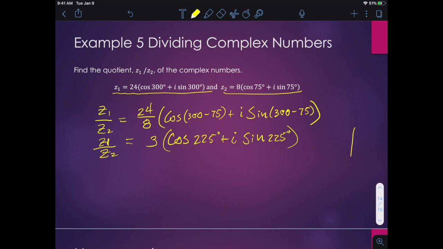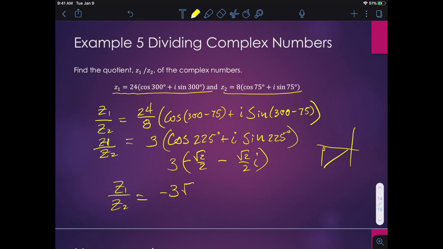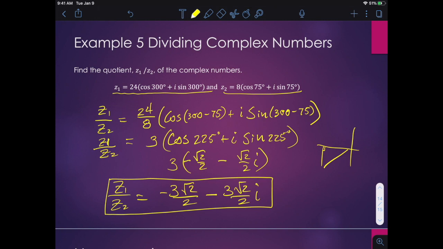Now, 225 degrees is right here, at 45 degrees past 180, isn't it? In the third quadrant. So cosine is negative, and it becomes negative root 2 over 2. And it's also negative for sine, so it becomes minus root 2 over 2 i. Now that times 3, and so I end up with z1 divided by z2 is equal to negative 3 root 2 over 2 minus 3 root 2 over 2 i. And there is once again our complex quotient of z1 over z2.